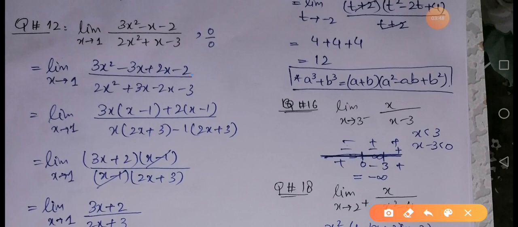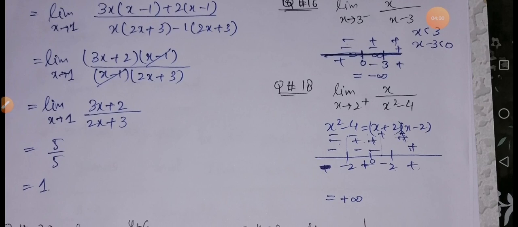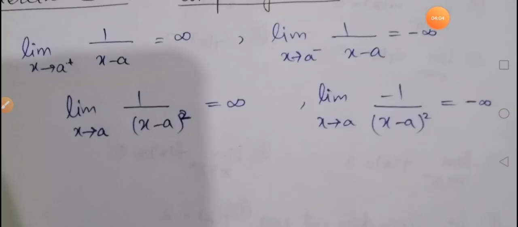We have applied the middle term breaking over here, and the factors are 3x plus 2 into x minus 1 over x minus 1 into 2x plus 3. So these will be cancelled out, and the simplified form is going to be 3x plus 2 over 2x plus 3. Inserting the value of x, we get 1 as an answer. Next we have infinite limits that we have already discussed in exercise 1.1 graphically.